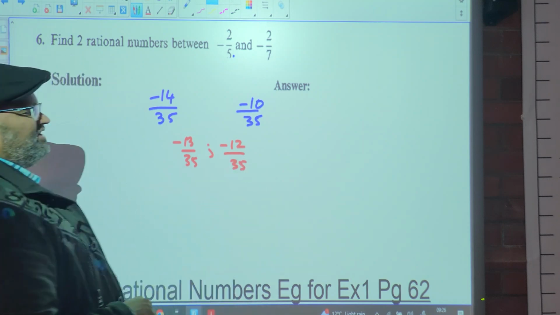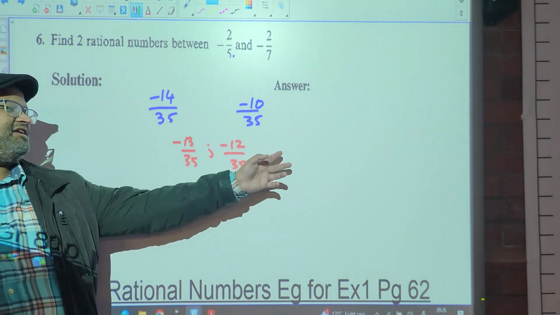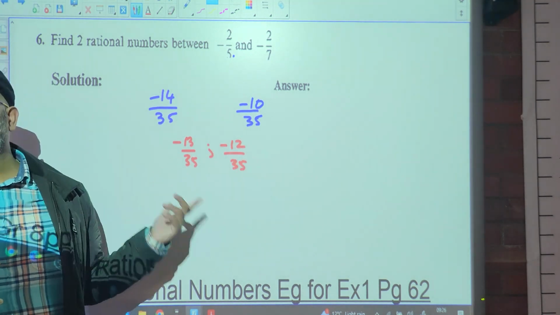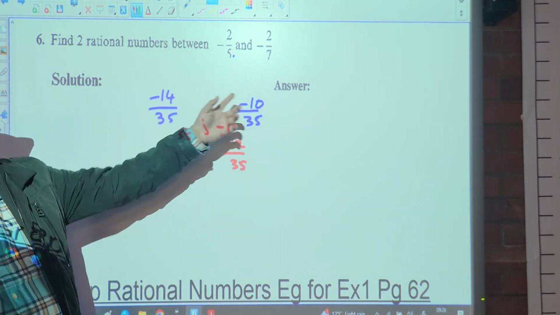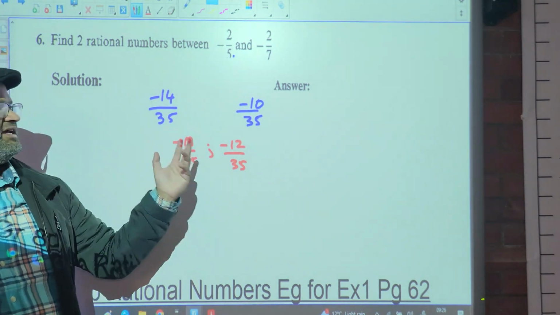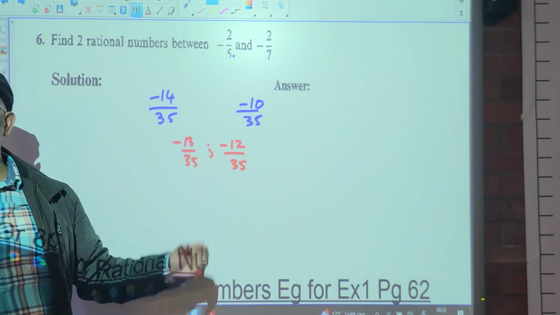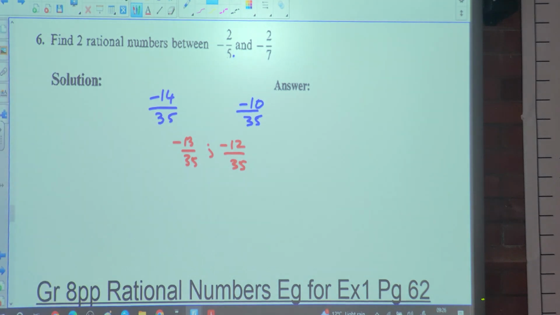Or I could have said negative 11 over 35. Not so? Yes, sir. Or I could have listed negative 13 and negative 11, or negative 12 and negative 11 as well. Any one of the two. Did I need to multiply everything by 3 here? No. When do we multiply? If we can't extract values between them. Okay, you guys understand? Yes, sir. Is there any confusion? Okay.